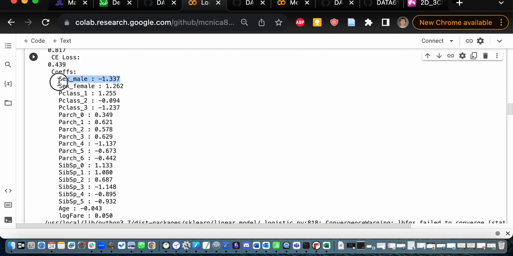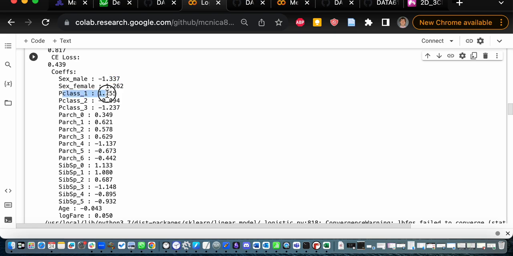What the model is doing is it multiplies the coefficient by the value of the thing, and then it adds them all together and takes the logistic function. So if you're a male, you get a score of minus 1.337 added to your number. If you're a female, you get a score of plus 1.262 added to your number. Then we add up all the numbers, and we apply the sigmoid to that. That's what we say your probability of surviving is. So you can see that being a female helps you quite a lot to survive. Being a male makes it more likely you died.